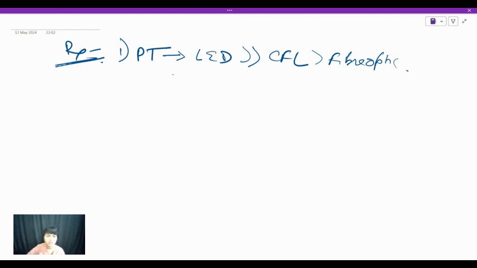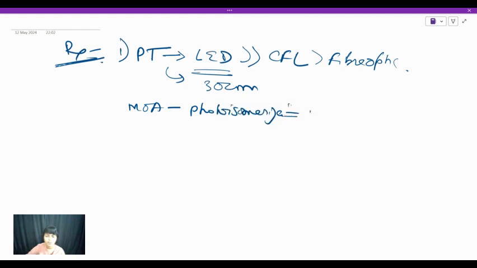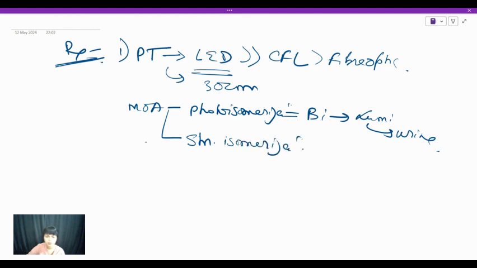Okay. Next, what is the distance you should keep the baby? It's near about 30 centimeter. Okay. What is the mechanism of action of phototherapy? So there is something called photoisomerization, where the bilirubin gets converted to lumirubin, which is excreted through urine. Next is the structural isomerization. Okay, and there is something called photo-oxidation. Clear? So these are the mechanisms of action of phototherapy.